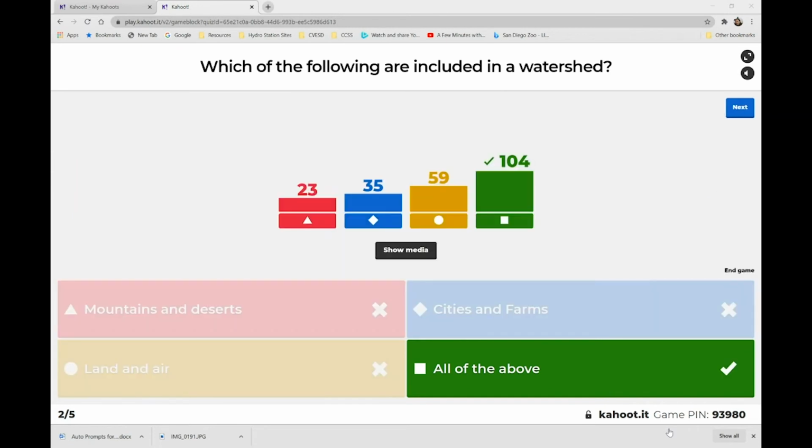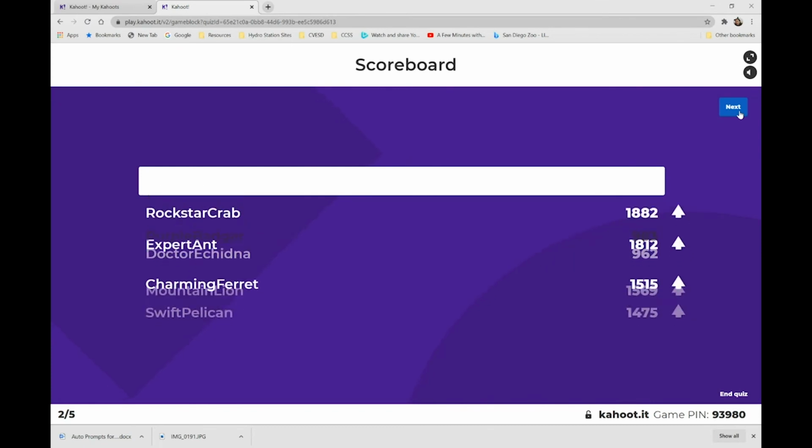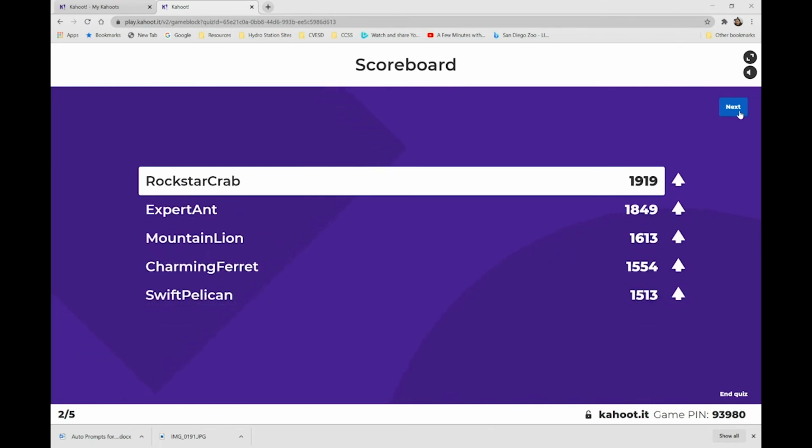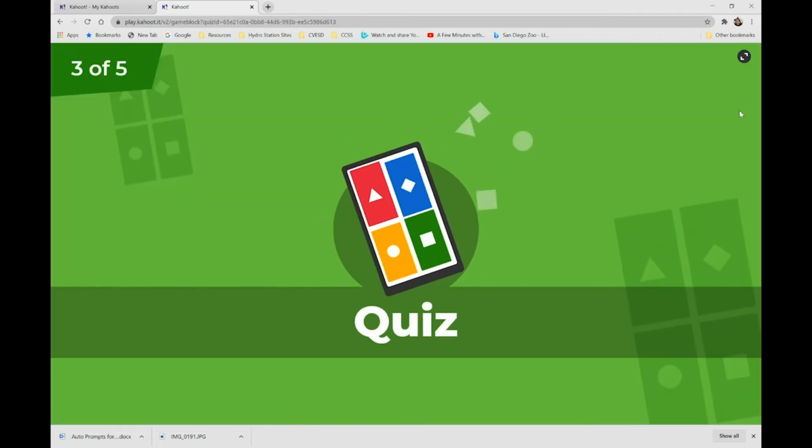Let's see how we did on this question. Looks like many of you, the majority of you, knew that it was all of these things: mountains and deserts, land and air, cities and farms. So if you answered any of those, you were actually correct, right? But we were going to include all of those with all of the above. Let's see if that changes our scoreboard here. We have Rockstar Crab in the lead.